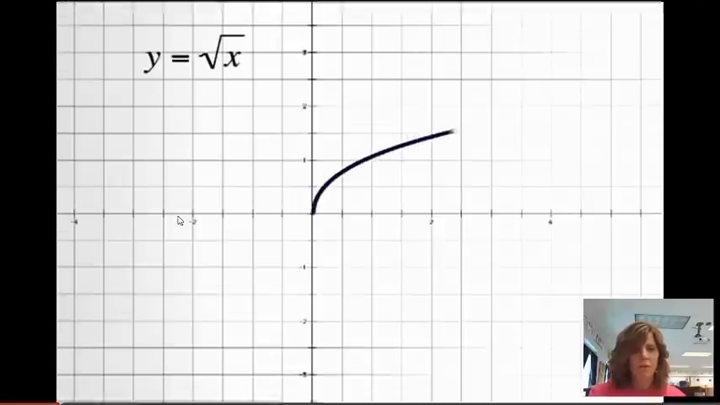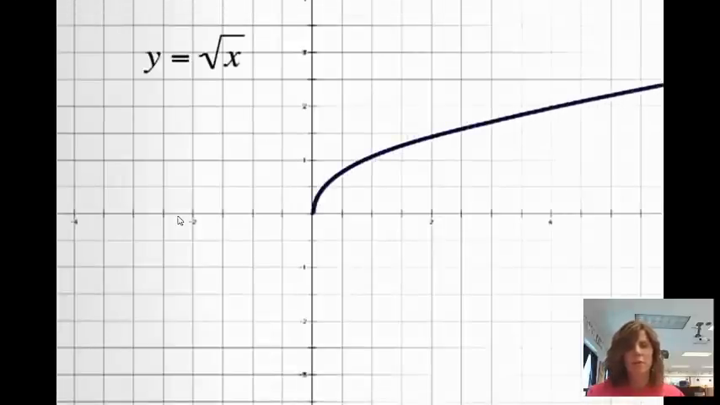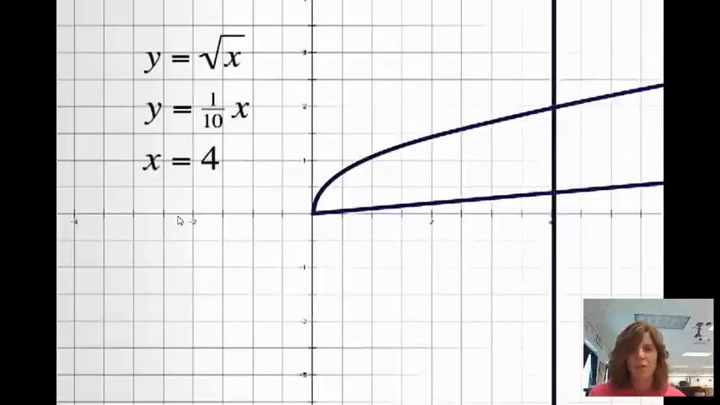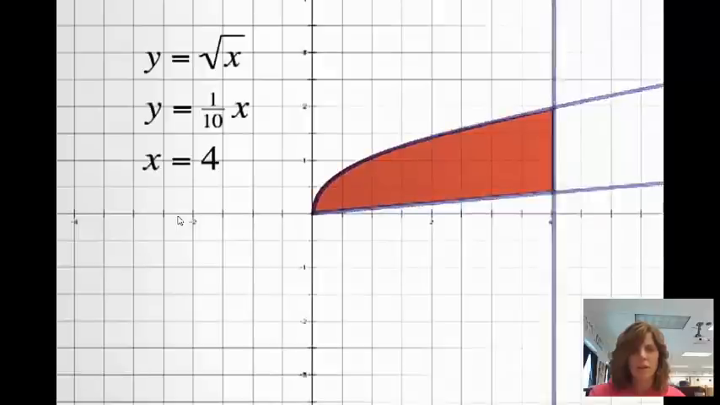So here you will notice we have the curve y equals the square root of x, which is being drawn, and then the next boundary is y equals 1/10 x, and I believe it's coming here pretty quickly. There we go. Another boundary we're going to have is x equals 4. So you'll notice the vertical line x equals 4 is being drawn, and you can see that quite nicely.